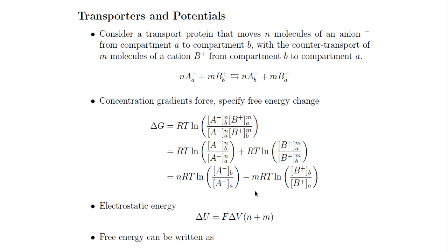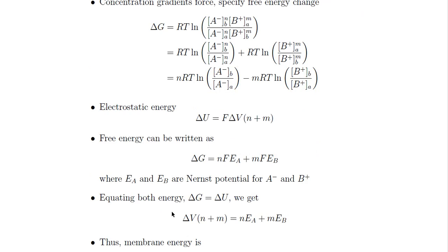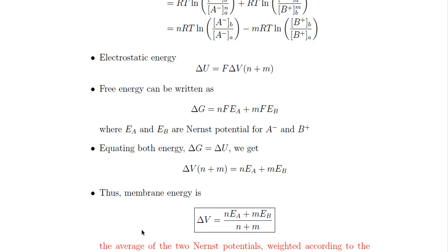Next we have a transport protein. This protein moves n molecules of ion A+ from compartment A to compartment B, with the counter transport of m molecules of cation B+ from compartment B to compartment A. Again, just like the rate equation, we write this for A+ and B+ going from A to B and B to A. So the concentration gradient gives delta G equal to this equation, and the electrostatic energy delta U_FE.